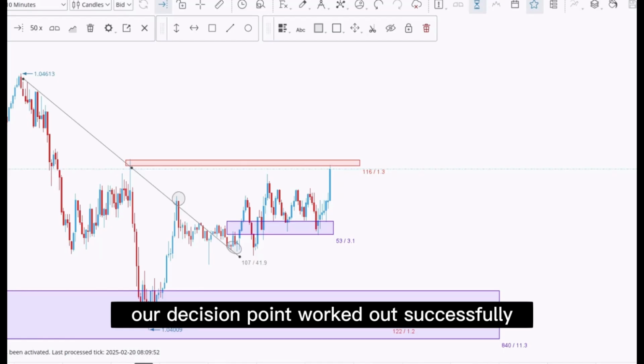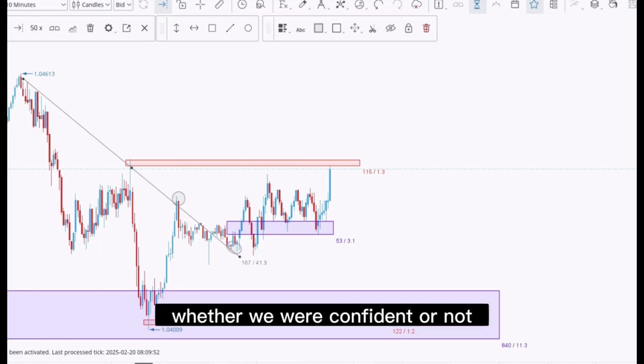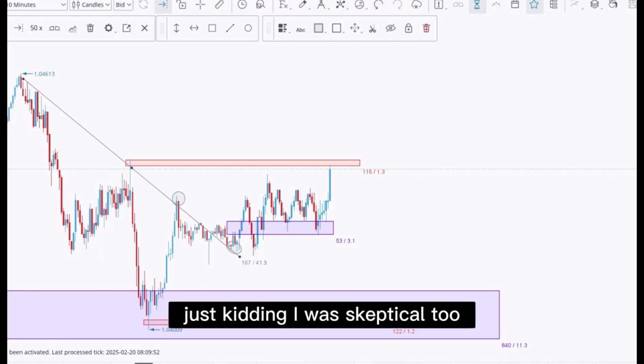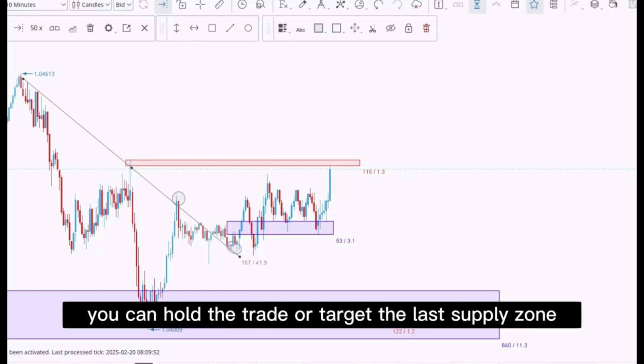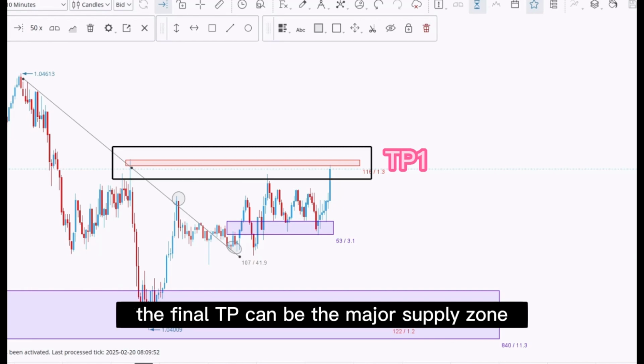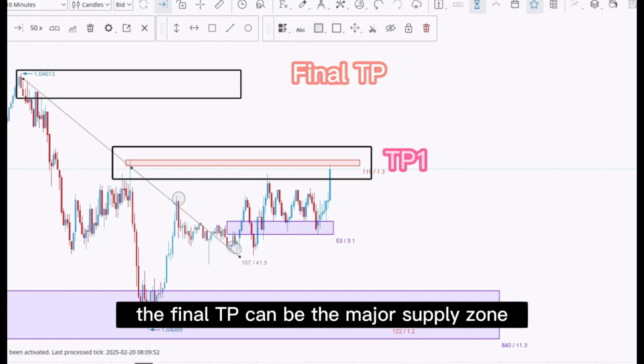Our decision point worked out successfully, whether we were confident or not. Just kidding. I was skeptical too. For this setup, you can hold the trade or target the last supply zone. The final TP can be the major supply zone.